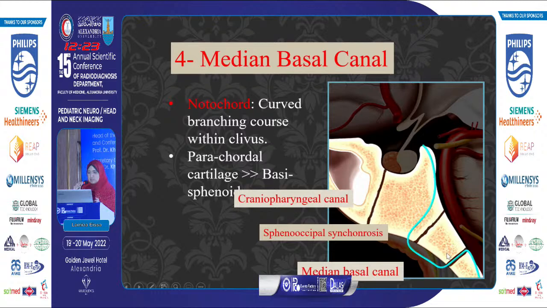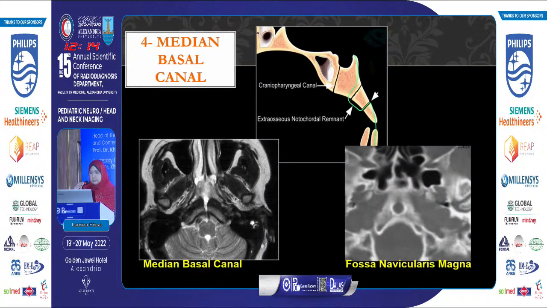So sometimes these paracordal cartilages, when ossified, leave this median basal canal non-obliterated and persistent, and it may be mistaken for imaging pitfalls. When the median basal canal is open, it may be a linear structure like this, called median basal canal, or it may leave something depressed like here, called fossa navicularis magna. So again, craniopharyngeal canal, the sphenoid and the median basal canal.